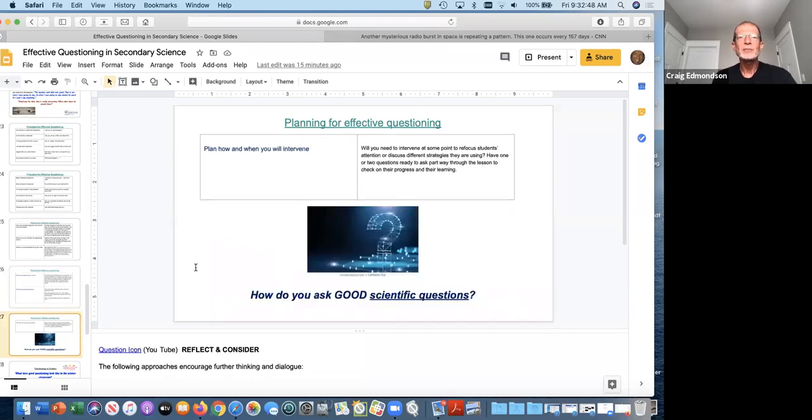Okay. And plan how and when you will intervene. That's very important. Will you need to intervene at some point to refocus students? Probably. Will students lose attention and begin to talk about something else? Probably. Have 1 or 2 questions ready to ask partway through this lesson to check on their progress and their learning in a formative manner.